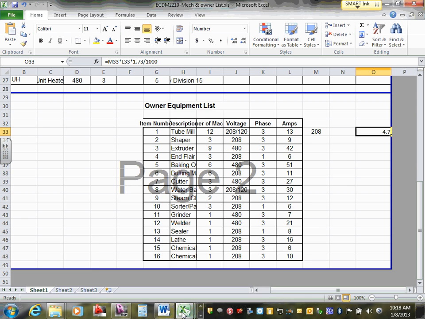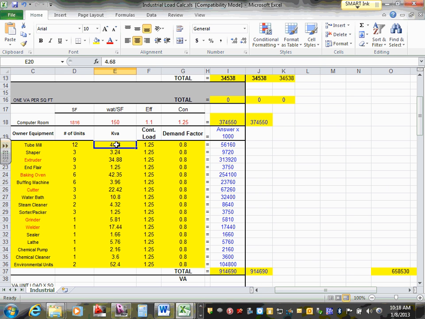These numbers came to be: you take the voltage, multiply by the current, divided by 1,000. If it's 208, you multiply by 208. If it's 480, you multiply by 480. If it's three phase, you multiply by 1.73. If it's not three phase, what do you do? You only multiply by 208.